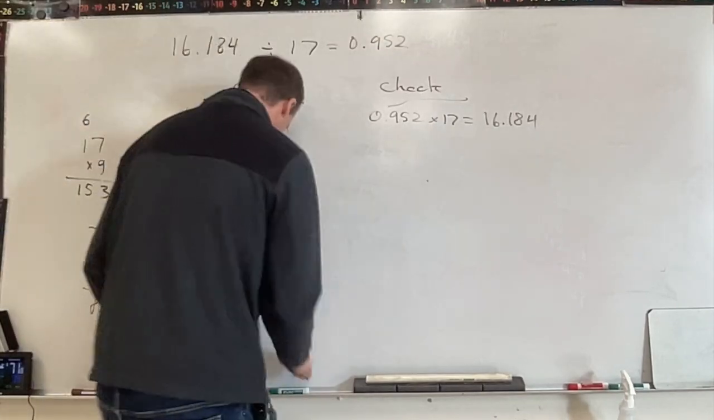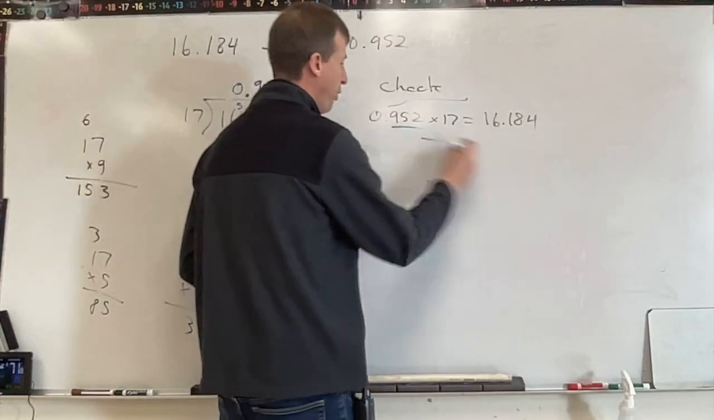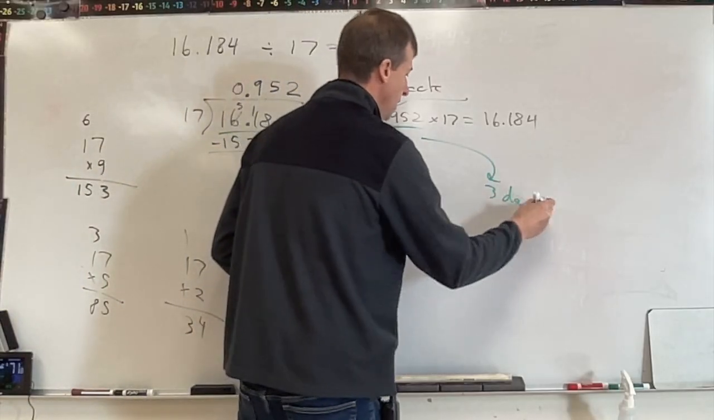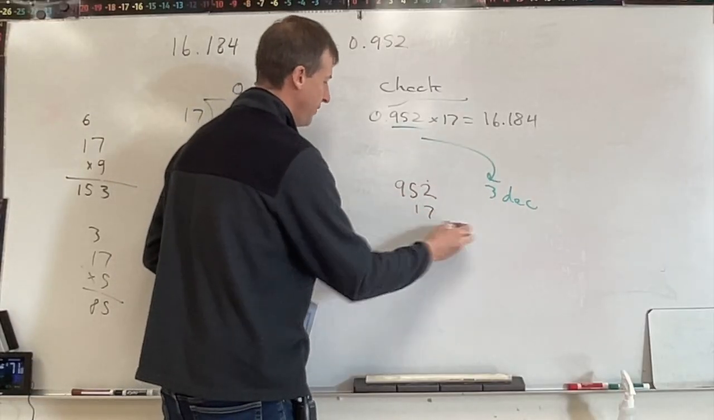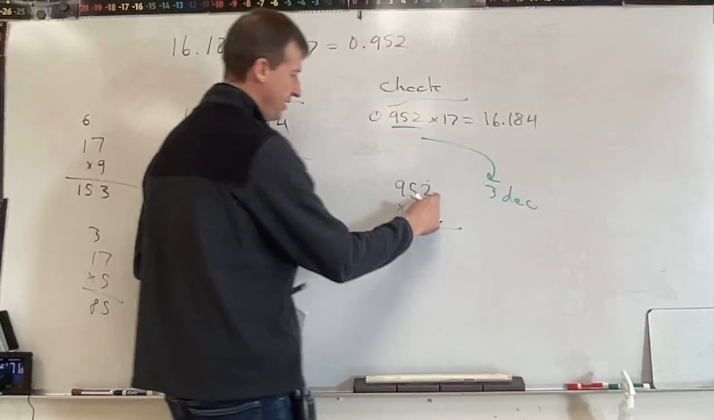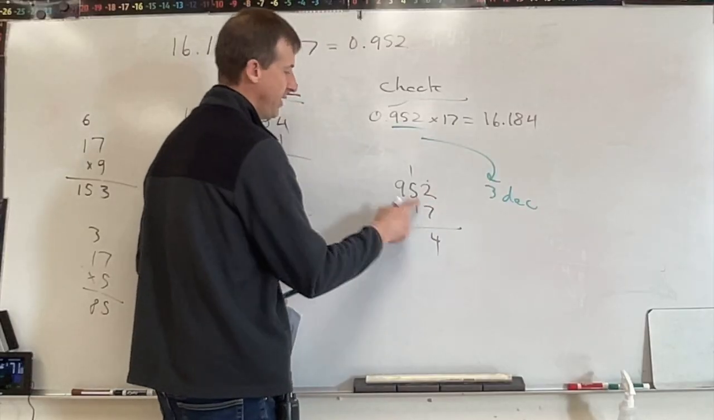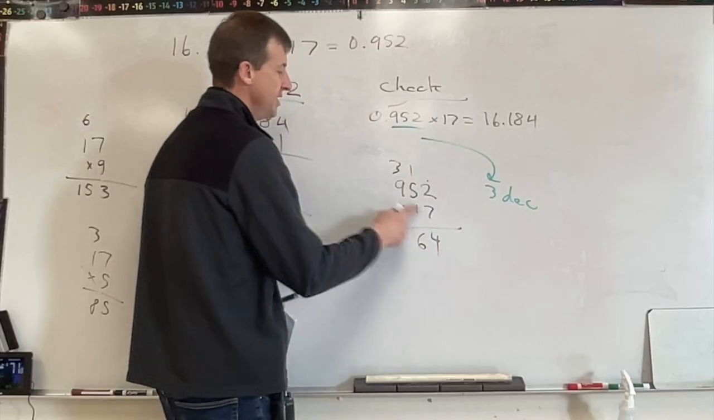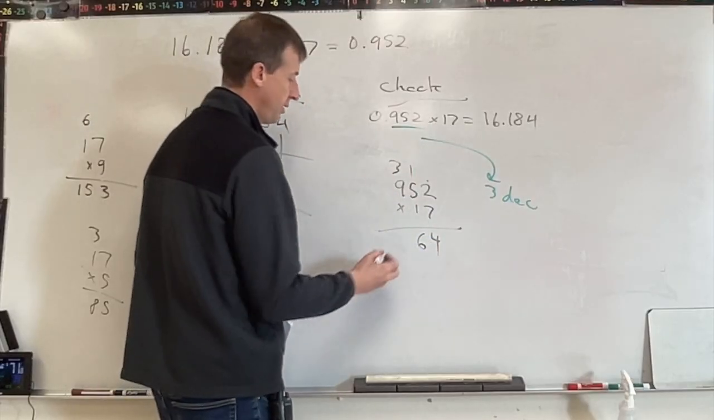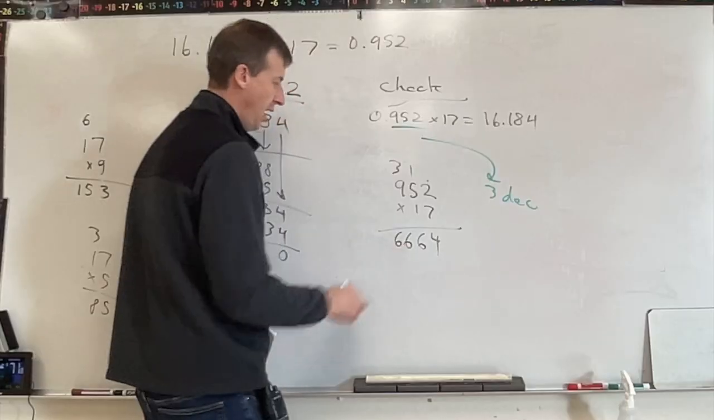All right, to solve this one, I've got 3 decimals on this one. Then I'm going to change it to whole numbers. 952 times 17. All right, 7 times 2 is 14. Carry the 1. 7 times 5 is 35, plus 1 is 36. Carry the 3. 7 times 9 is 63, plus 3 is 66. Then we go to the ones.